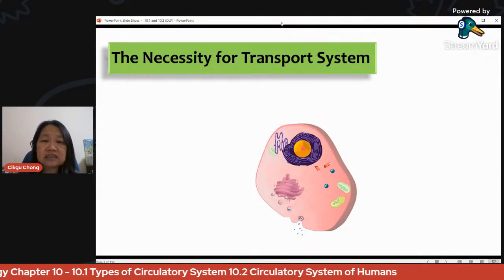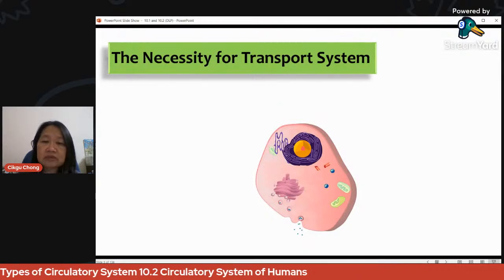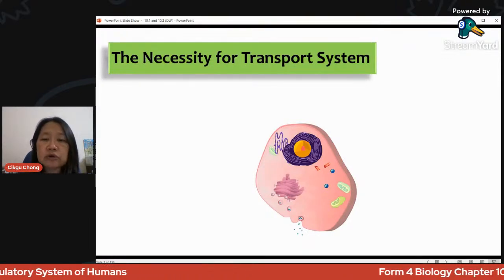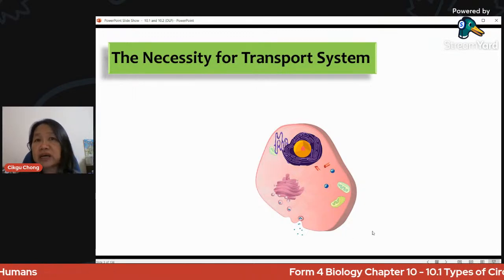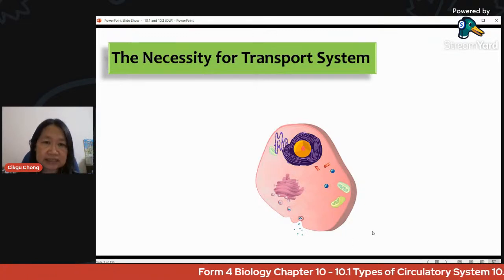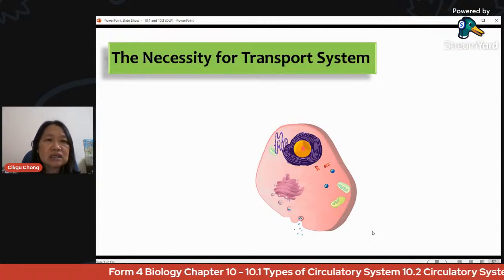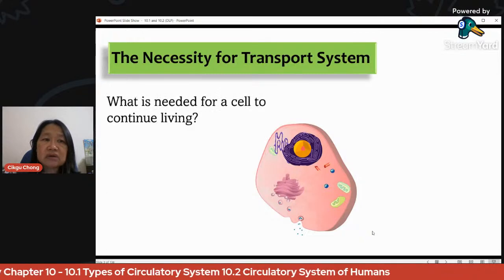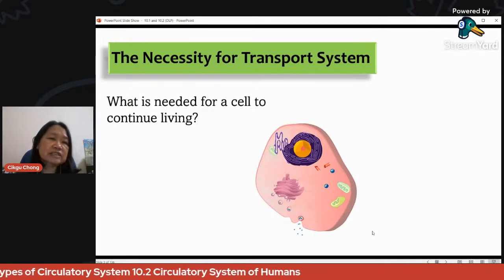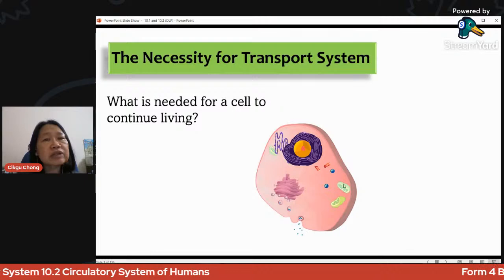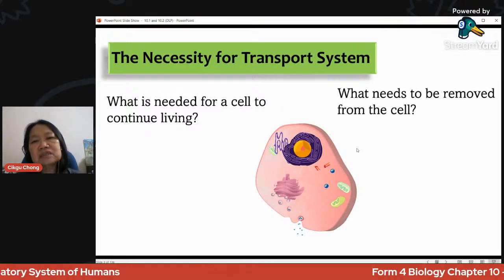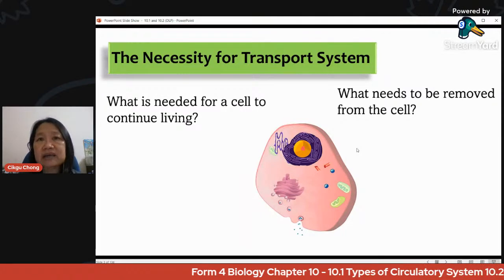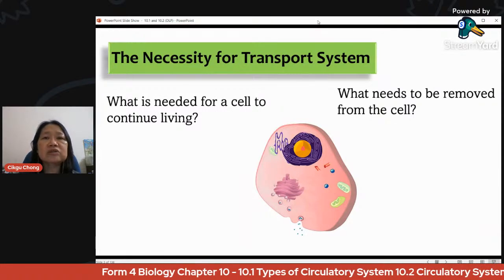First of all, the necessity for a transport system. A transport system refers to a system that brings in substances and also removes waste products. If you look at this cell, what does the cell need in order to continue living? Let me ask you this question. What is needed for a cell to continue living? Can anyone answer me? And what needs to be removed from the cell so that it can continue to live?